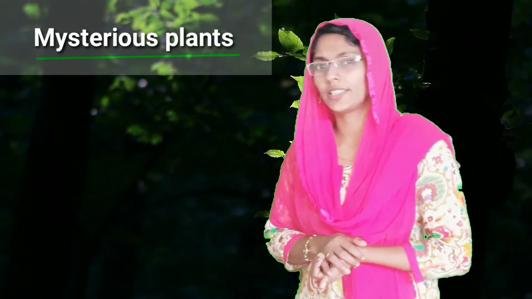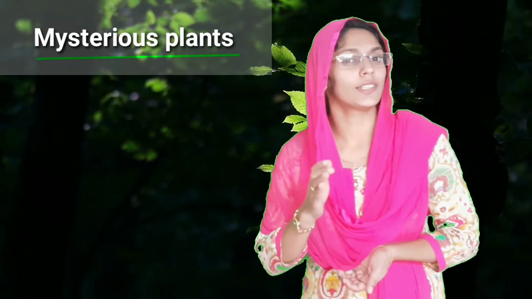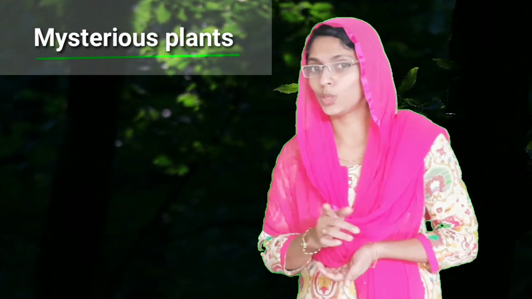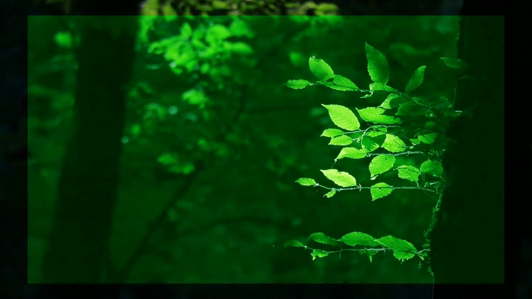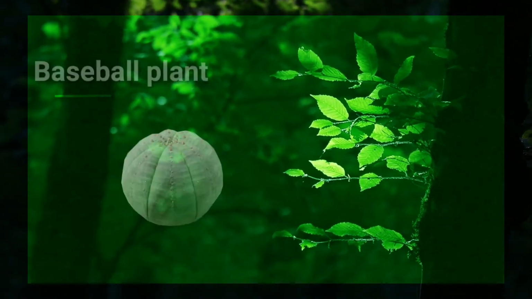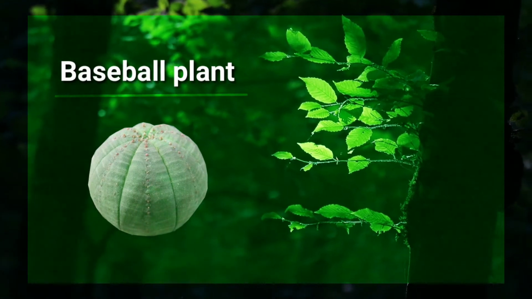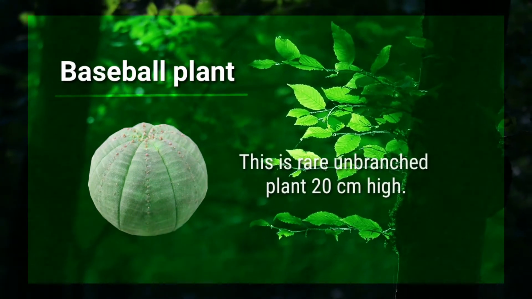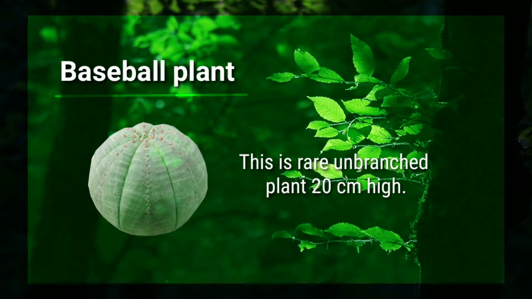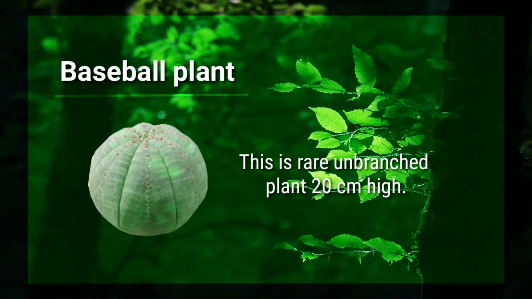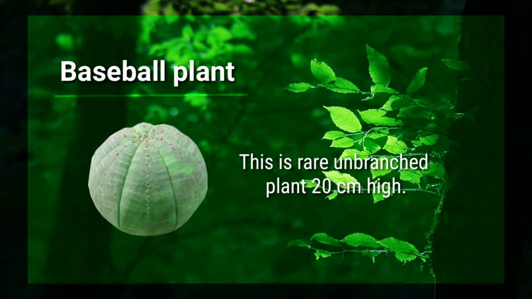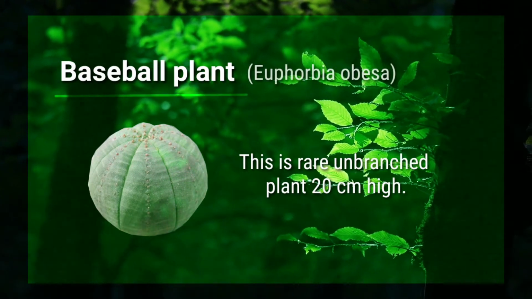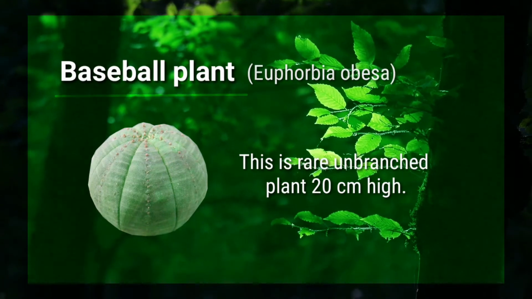Next, is there any plant like a baseball? Have you seen one? No, you can see. Now you are seeing the baseball plant. This is a rare unbranched plant and it is 20 centimeters high. Its scientific name is Euphorbia obesa.